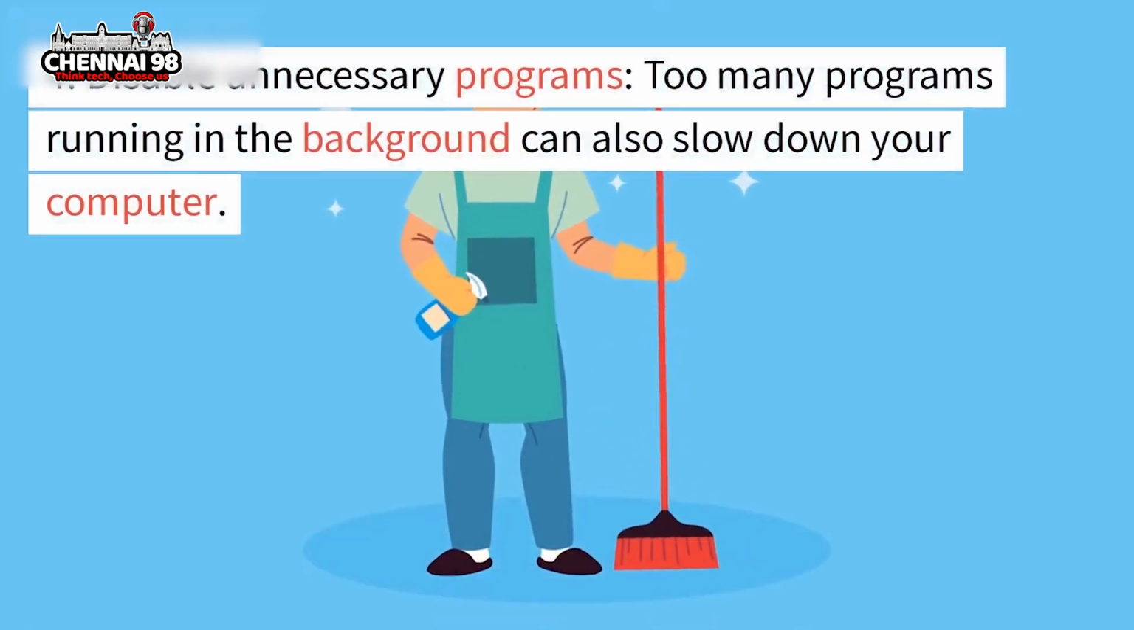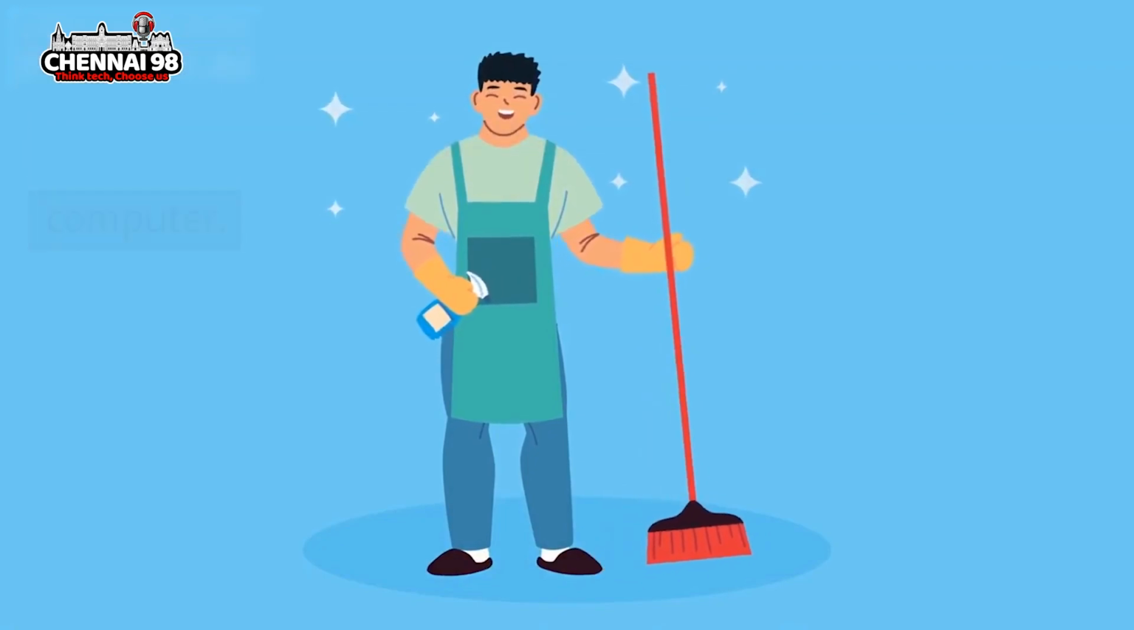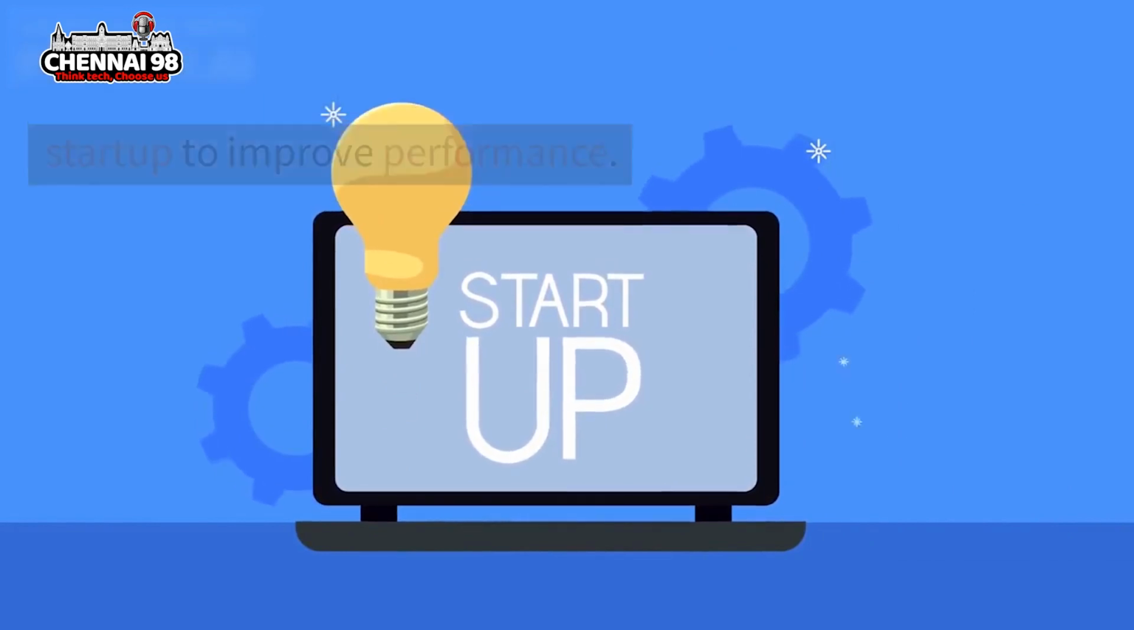4. Disable unnecessary programs. Too many programs running in the background can also slow down your computer. Disable any unnecessary programs from running at startup to improve performance.